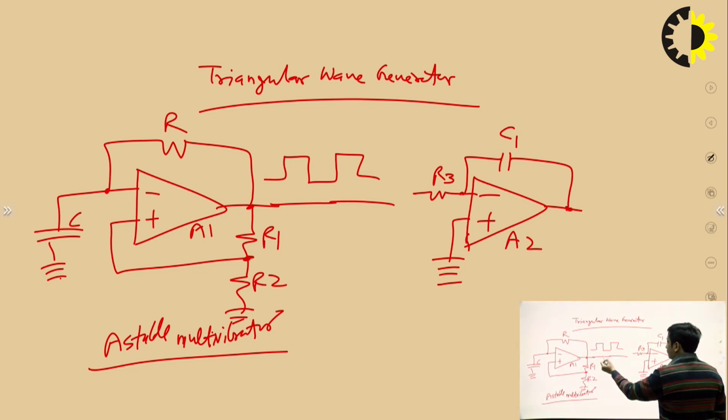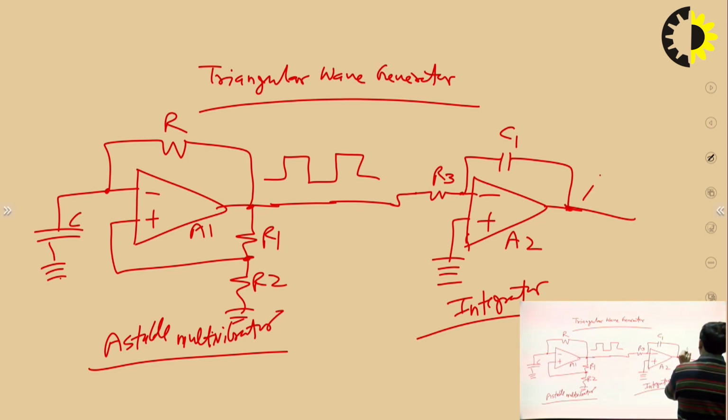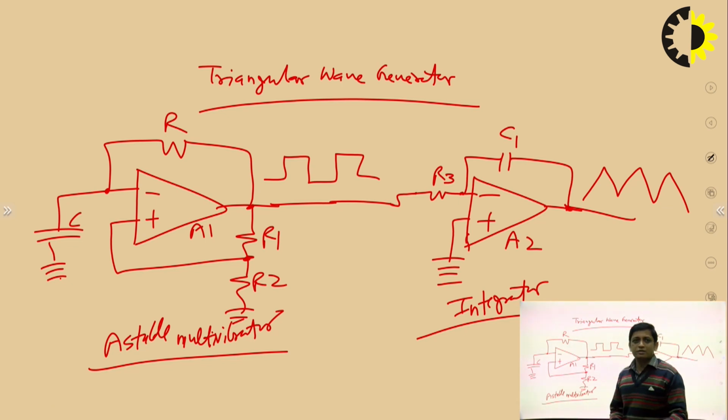The output of the astable multivibrator is connected to the input of the integrator. This one is the integrator. So when we integrate a square wave, we get a triangular wave. So we can simply generate a triangular wave. Just design an astable multivibrator and just integrate that square wave. You will get a triangular wave. So this is all about this class.